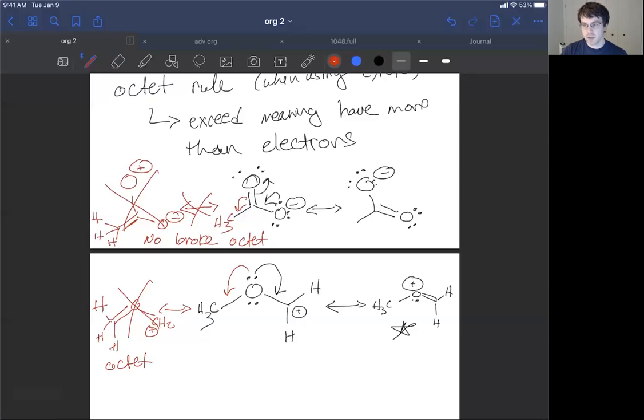Now, what we're going to look at next time is we're going to actually figure out if we can rank the resonance structures in order of being the best resonance structure. I've kind of hinted that some resonance structures are better than others. Now, there's clear ones that violate rules. Maybe I'll show another one.